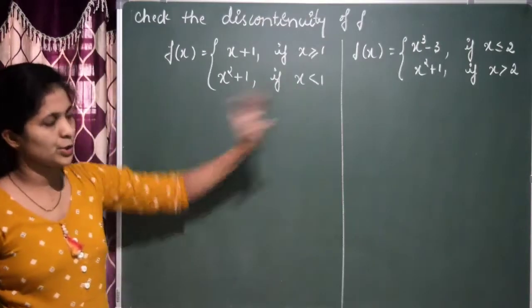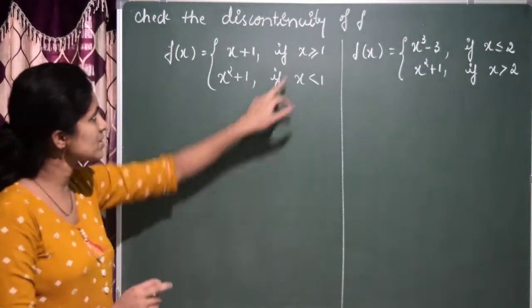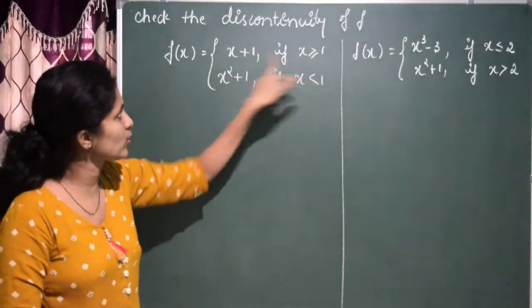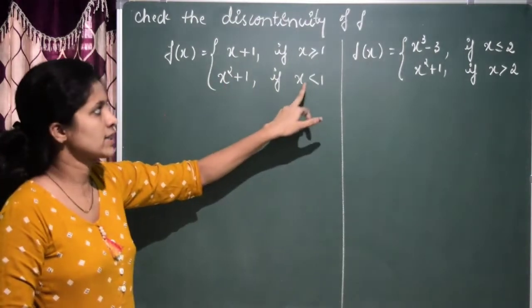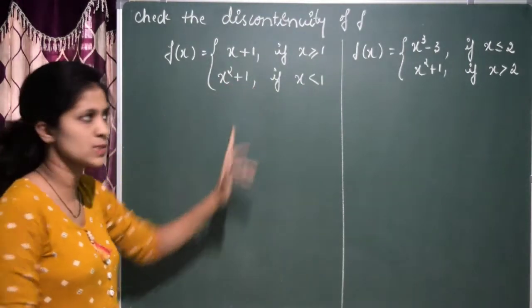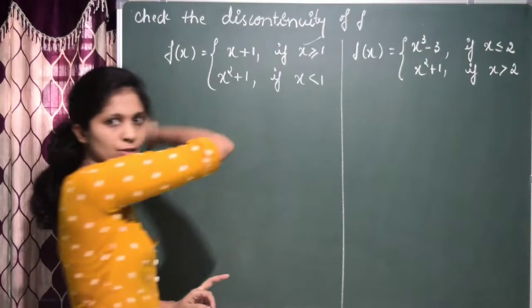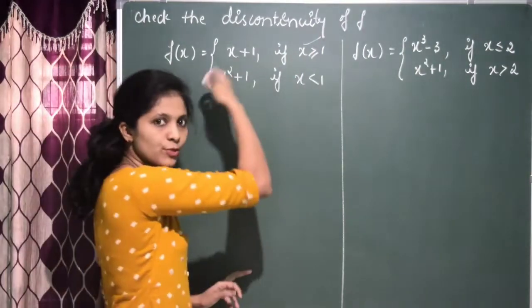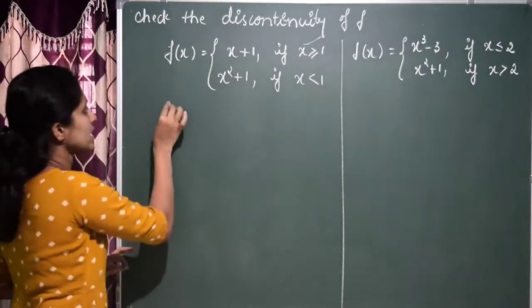See, here I have done two problems. Actually you can solve this problem. See here, for x greater than or equal to 1, the function is x plus 1. For x less than 1, the function is x square plus 1. So for greater than or equal to 1, obviously the function is continuous. For less than 1, the function is continuous. You have to check at x is equal to 1.